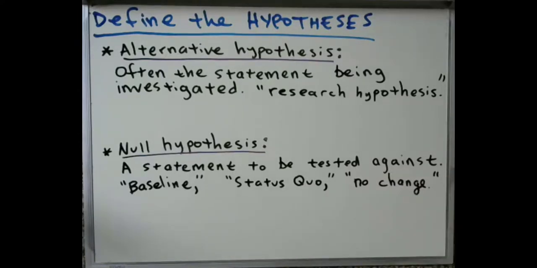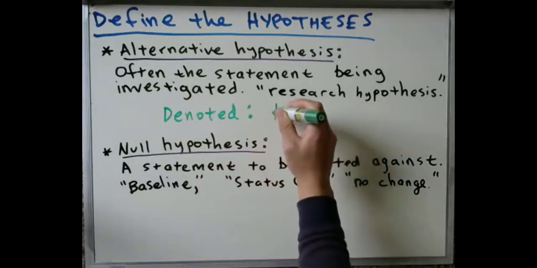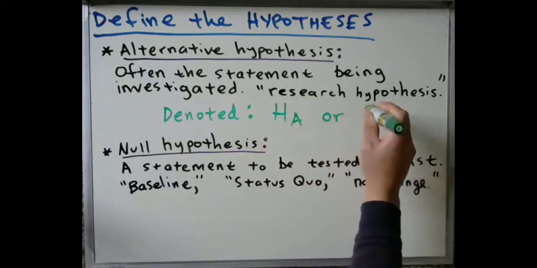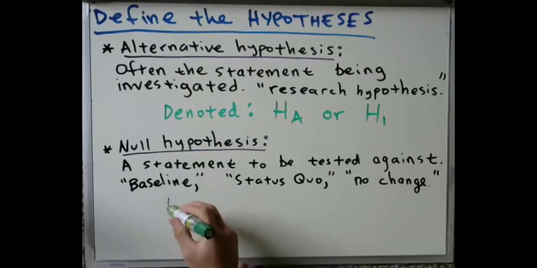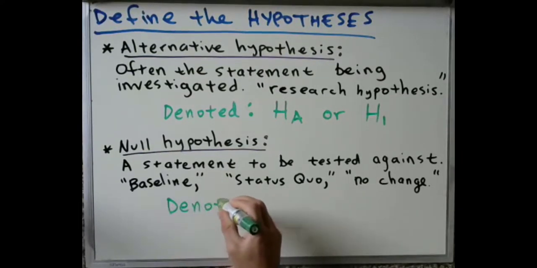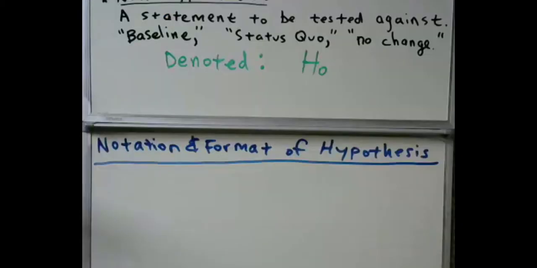And we like to abbreviate these hypotheses, right? This is a lot to write every time. The alternative hypothesis is shorthanded with HA or H1. You'll see both of those in the homework. The null hypothesis is denoted for shorthand H0. Let's look at a couple mini examples of how we format these hypotheses, and we'll use the notation as well.